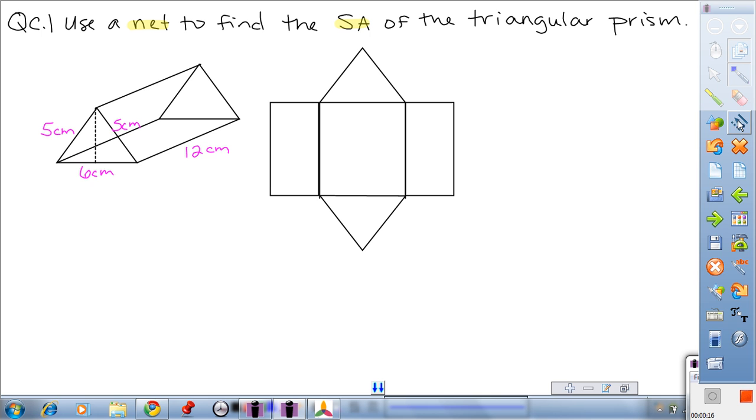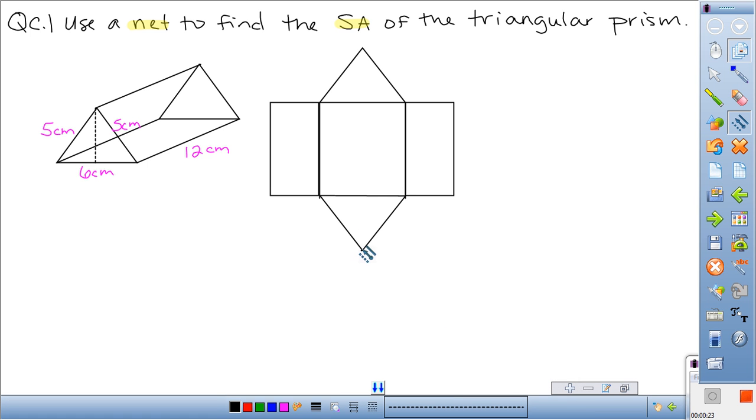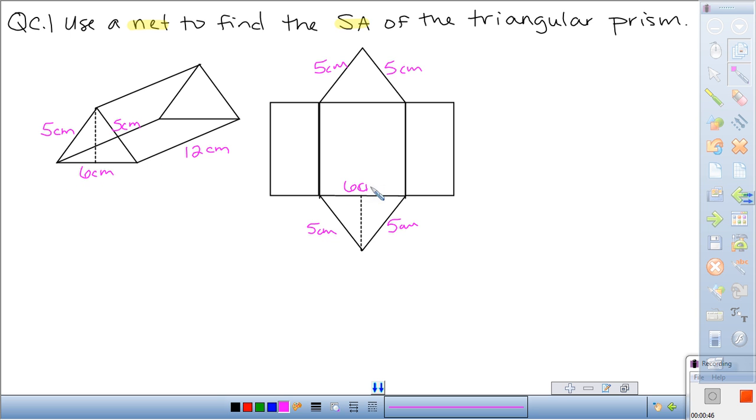So let me go ahead and draw this dashed line right here down through the middle of my triangle. First, I need to make it a dashed line. That's pretty close. Okay, and then I'm going to label what I know. So what I know is these two sides of my triangle are 5 centimeters each. I'm going to label it down here as well. And I know that the bottom of my triangle is 6 centimeters.